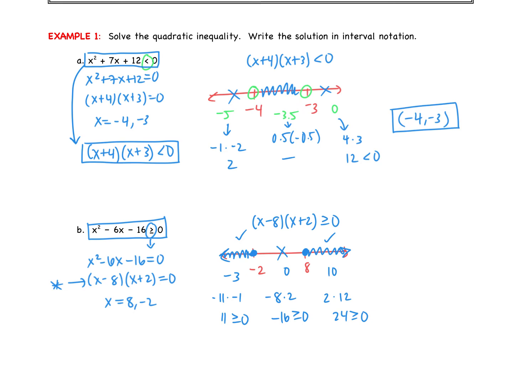Again, you are not finished. Your answer needs to be written in interval notation. Because there are two sets of shading, we have two intervals. The first set of shading starts at negative infinity and goes to negative 2. Negative 2 is included, so it gets a bracket. Second set of shading starts at 8 and goes to infinity. And then we connect them with a U. So that is our final answer.